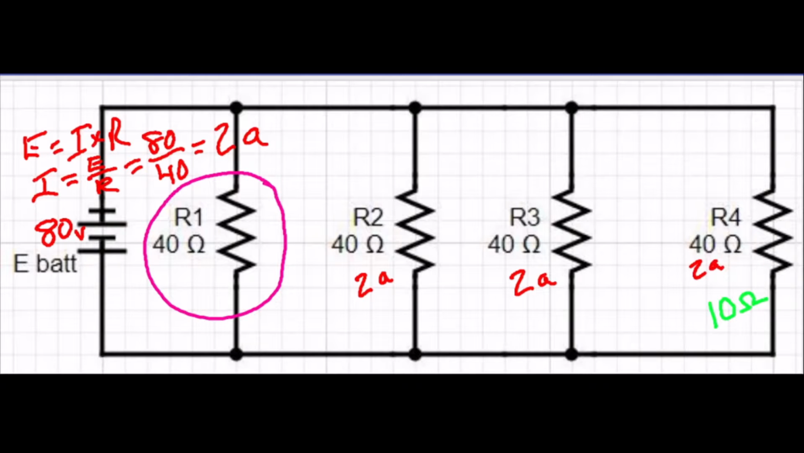Okay? So the total amperage of the circuit, since we know we have 2 here, and 2 here, and 2 here, and 2 here, is going to be 8 amps. So I total equals 8 amps.